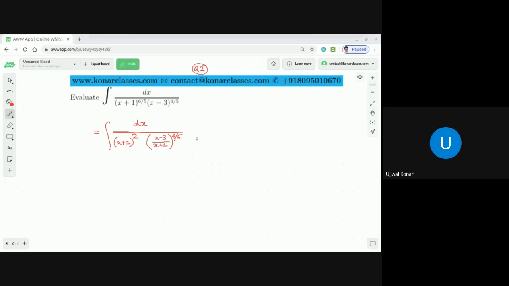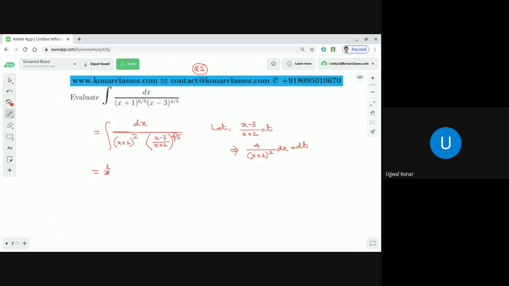After that, we'll take a substitution of (x minus 3) by (x plus 1) equal to t. Correct, no? Why so? Because if we differentiate both sides, what will we get? We'll get 4 by (x plus 1) whole square dx is equal to dt, correct or not? So that means 1 by (x plus 1) whole square dx equals dt by 4, and that's what we should write here.